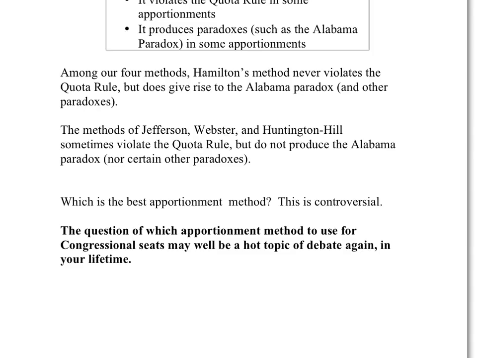So the question of which apportionment method to use for apportioning congressional seats among states may well be a hot topic of debate again in your lifetime. This is why this topic is part of a liberal arts mathematics course. This is part of your general education. This is something that you, as an educated person, need to be aware of and able to think about.